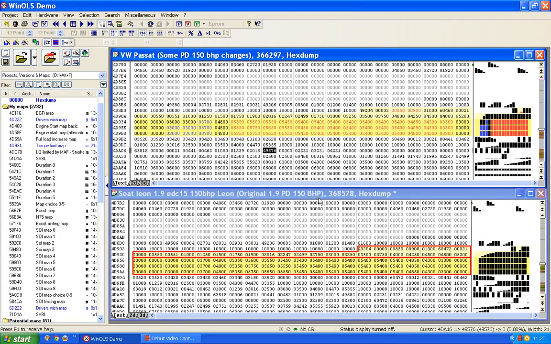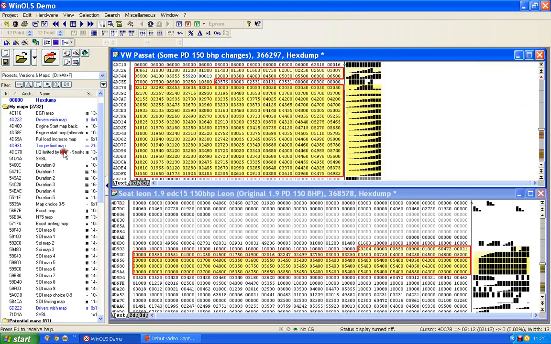Right, okay, this is the point at which I stopped the last video comparing the 150 and 130 brake horsepower maps, and this is the torque map. Now, what I'm going to do is have a look at the smoke map, or the IQ limited by the mass airflow meter. So I'm going to have a look at that one next.